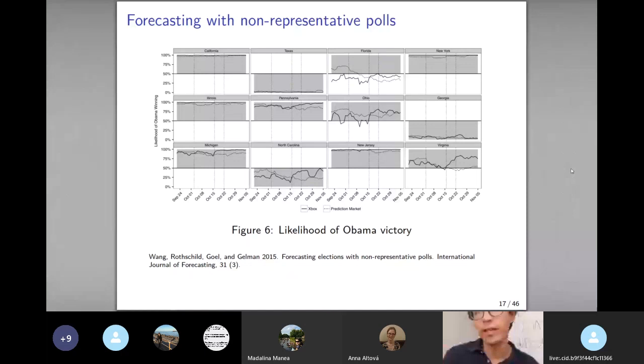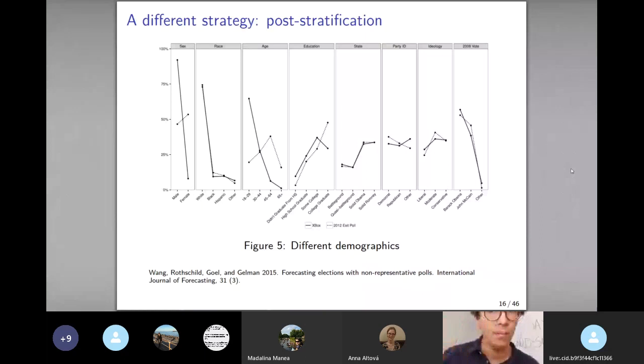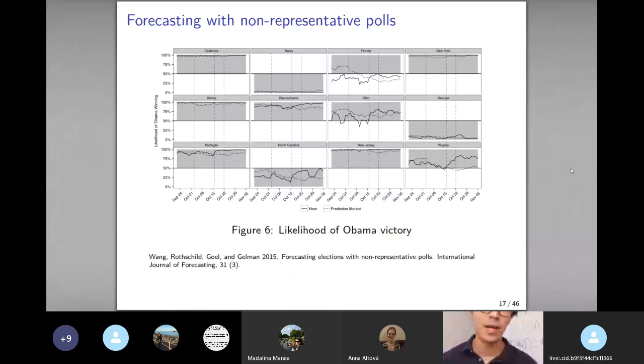So you can apply weights after you have conducted your survey, and the weights will in some way be derived from the underrepresentation of these cells that you define. And so we know to which degree, say, black men of older ages are underrepresented. So we can use that to derive a weight that we will apply to our outcomes, and that will help us estimate some outcome. In this case, the probability that Obama would win.